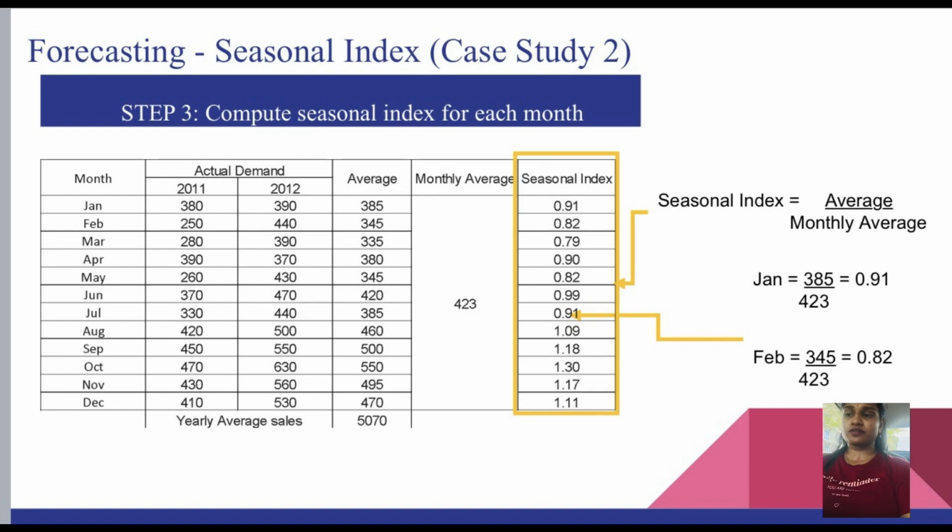Next, for the month of February, we use 345 divided by 423. So the seasonal index we get is 0.82. Then we repeat the same formula method to calculate the seasonal index for all the months until December to get the seasonal index.